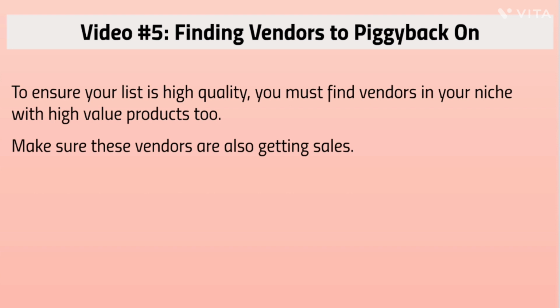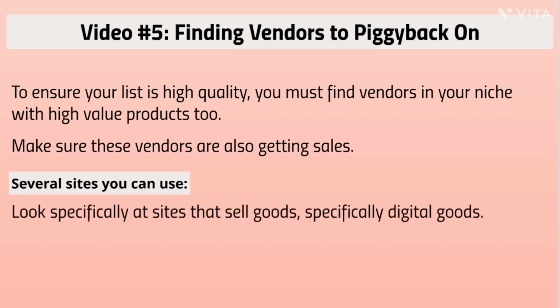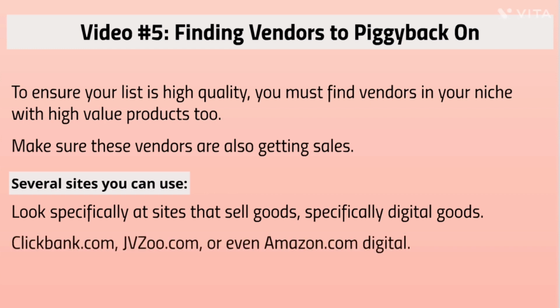So you want to make sure that the vendors are getting sales and are high quality. And there are several sites that you can use to find these vendors. Keeping that in mind, you want to look specifically at sites that sell digital goods, if you are selling a digital book, a digital video course, or something digital or intangible. You could technically look at sites like Amazon.com, but most of those are selling through Amazon and are physical goods. That doesn't mean you can't convert your product into some sort of physical good. You could approach it that way as well.